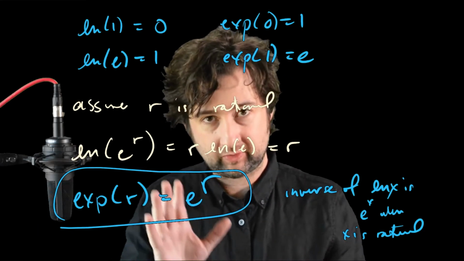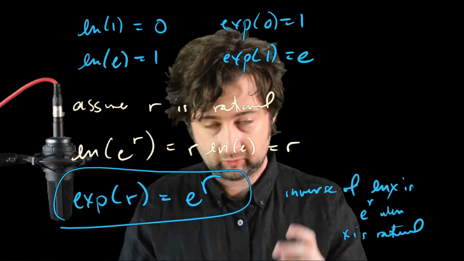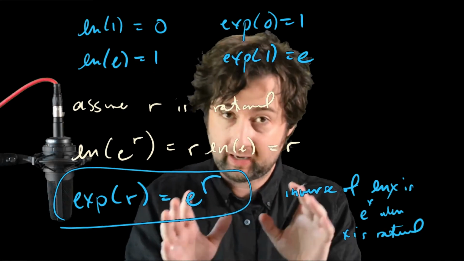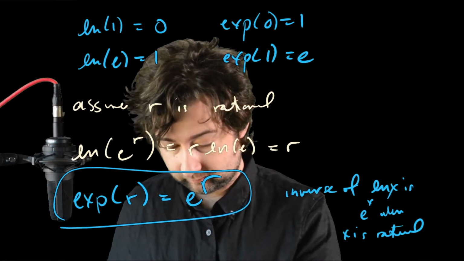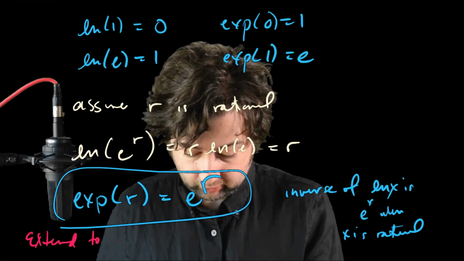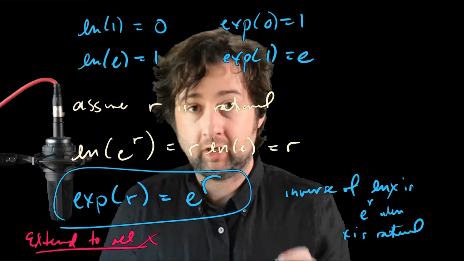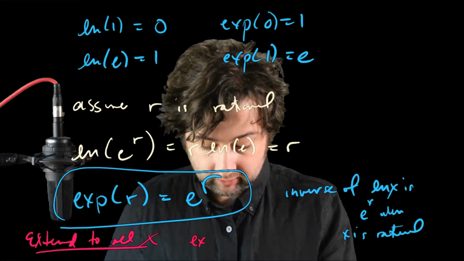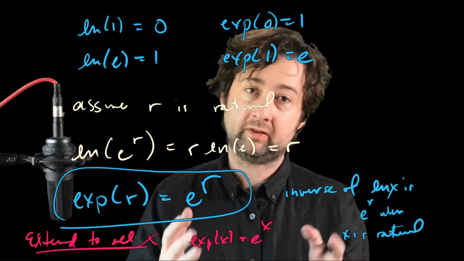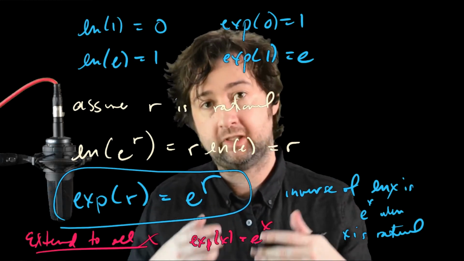On rational numbers, exp of r is equal to e to the r, so I'm just going to extend the function so that e to the x is equal to exp of x. So we can extend to all x. And what we get is exp of x is equal to e to the x. And that's how we say that the inverse of the natural log is e to the x. So what did we show?